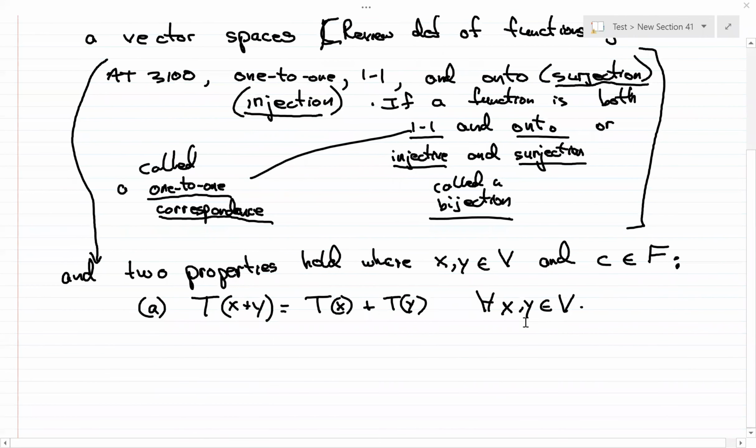Okay, so this property I call linearity. Let's see what they call it. They didn't call it anything. So I would call this the linearity property.